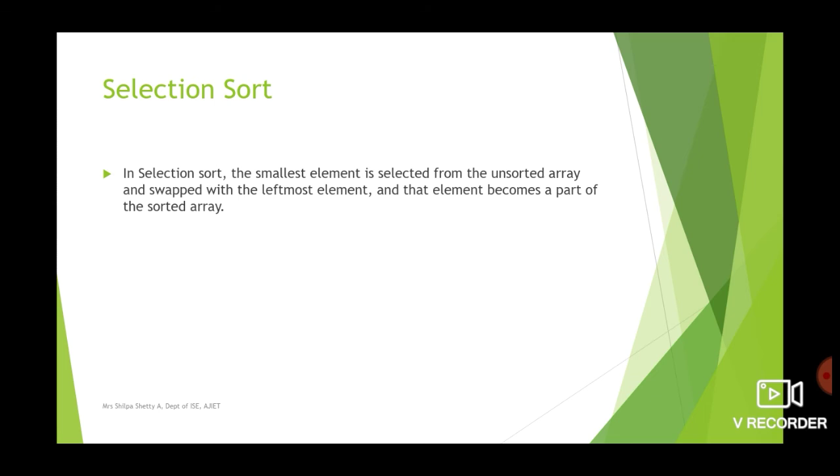That means the smallest element is selected from the unsorted array and it is swapped with the leftmost element. So when we compare for the first pass, there will be 4 comparisons, and whatever smallest element we get, we will place in the first position. Placing, in the sense, whatever element is there in the first position has to be swapped with the smallest element that we determine. So whatever element is placed now in the first position becomes part of the sorted array. That means that is already sorted, so you need not compare it again.